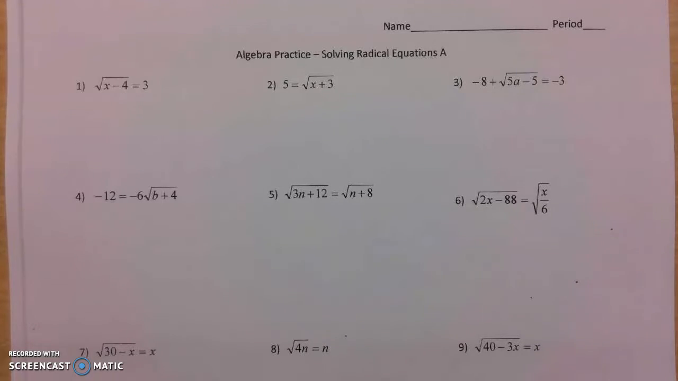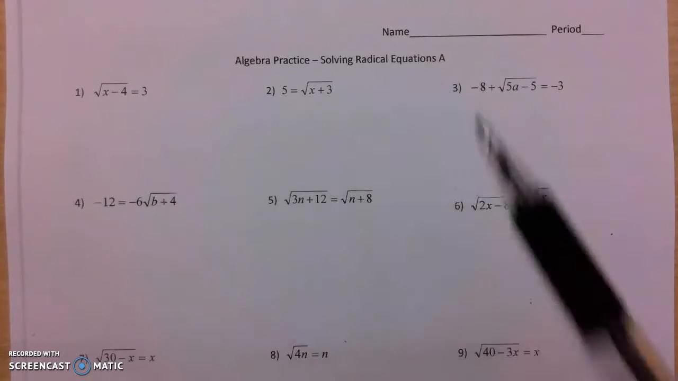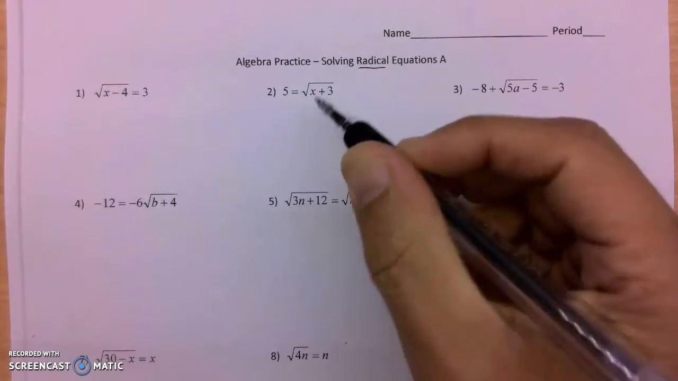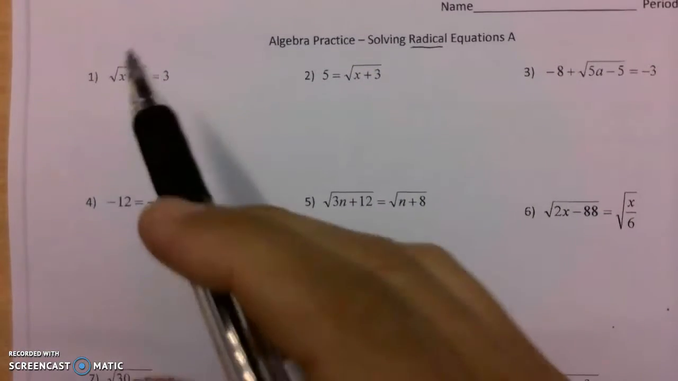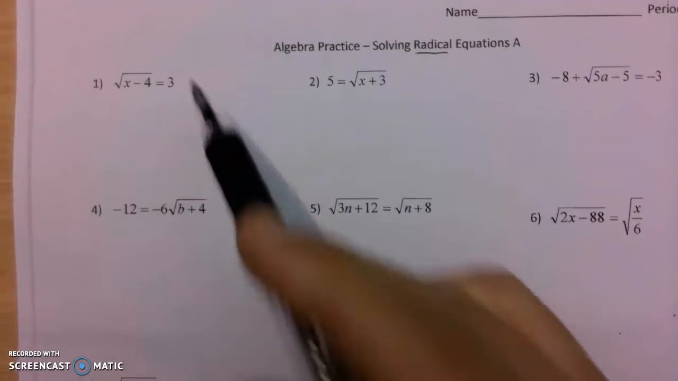Okay, we're going to do a couple of algebra practice problems here on solving radicals. So a radical is these square root signs here. We have to solve for x. There's an equal sign, so we're trying to figure out what value for x, when you do all this mumbo jumbo on the left, is equal to 3.